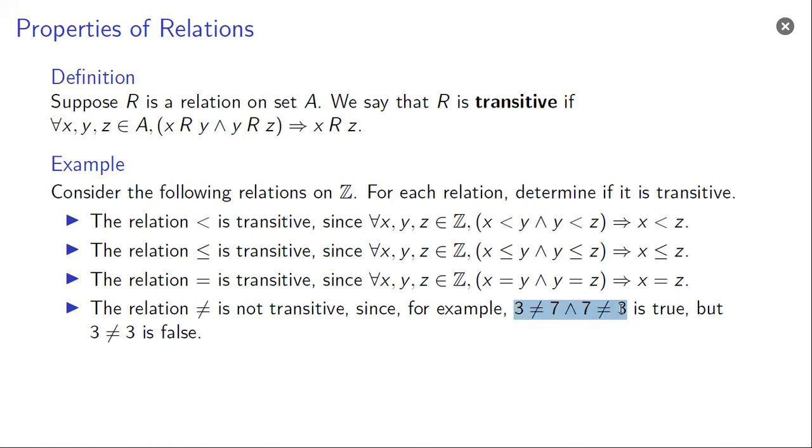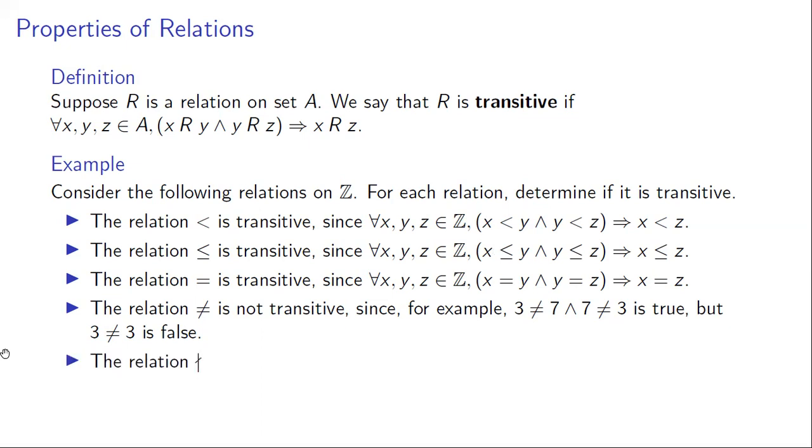Now, this is true: the if part is true. x is related to y, and y is related to z. 3 is not equal to 7, and 7 is not equal to 3. But what about the then part that says x has to be related to z? Is it true that 3 is not equal to 3? No, it is actually false because 3 is equal to 3. So we have found a counterexample for the transitivity property for this particular relation. So therefore, this relation is not transitive.